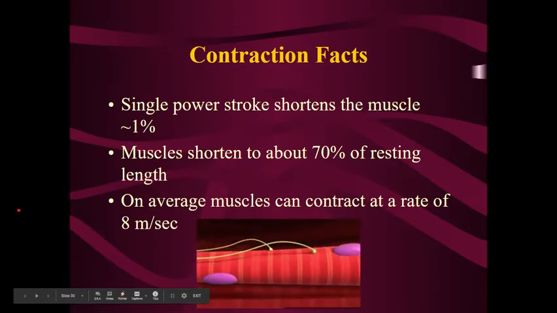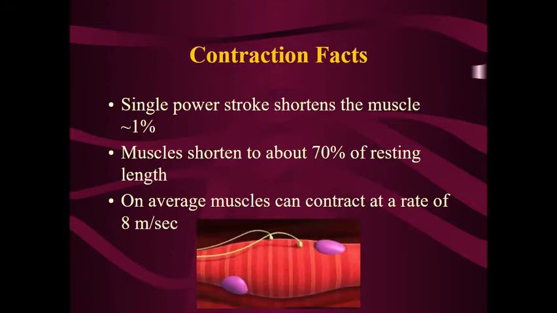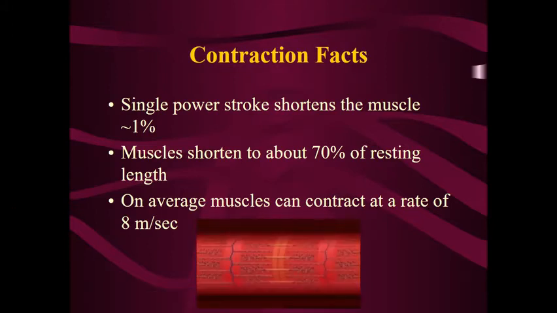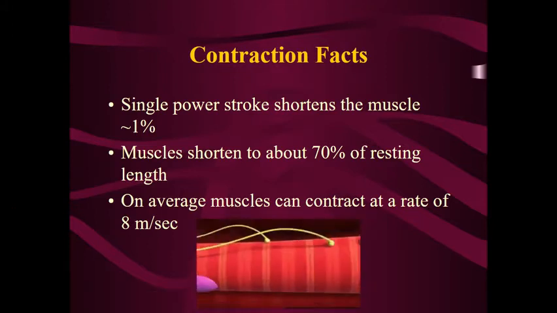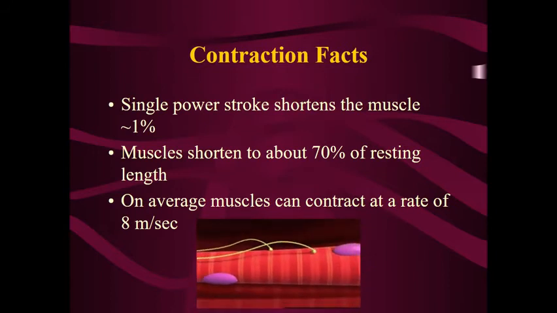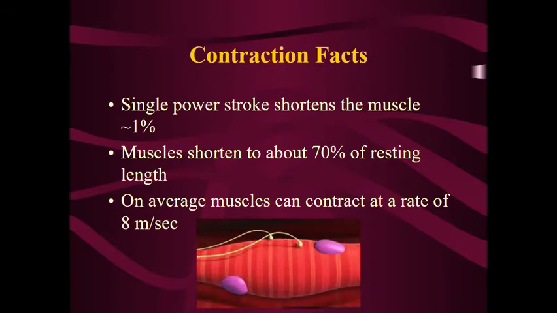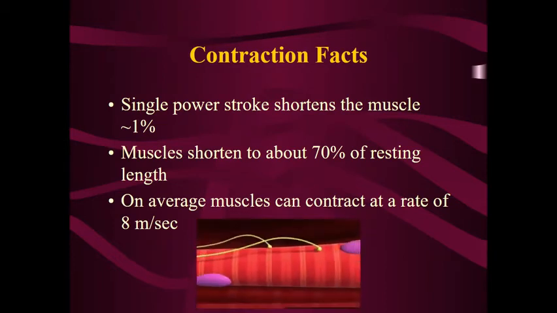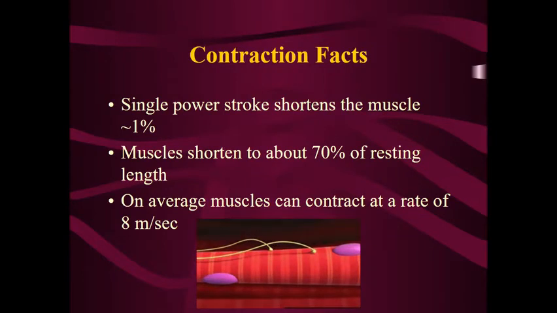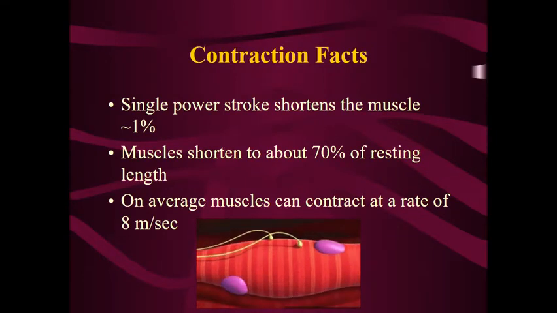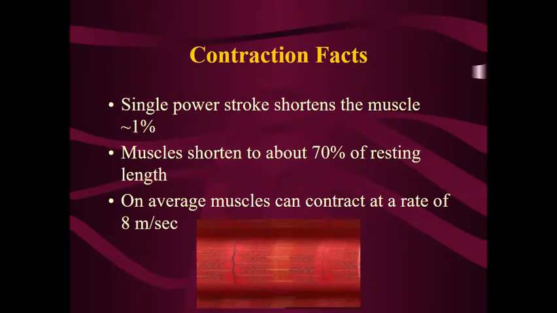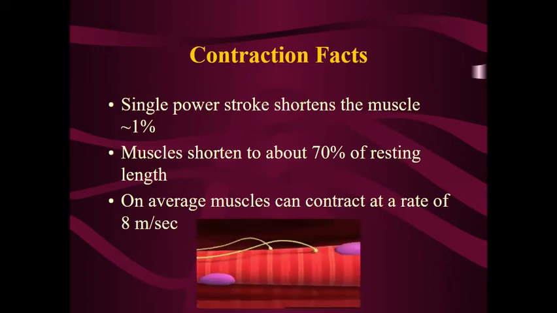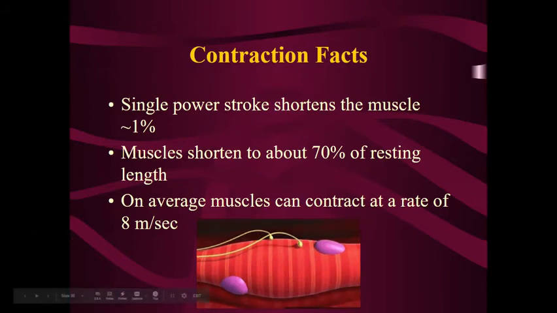So some contraction facts: a single power stroke, so one movement of one myosin, will shorten the muscle approximately 1%. Muscles, on average, shorten to about 70% of their resting length. And on average, muscles can contract at a rate of 8 meters per second. So all of this happens very, very quickly.